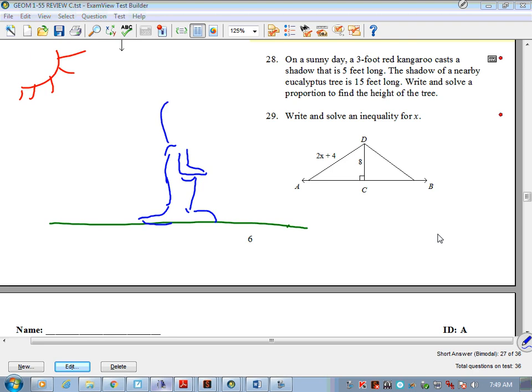I can draw. Okay, it's a kangaroo, but kangaroo nonetheless. The kangaroo itself is 3 feet tall, and it's going to cast a shadow that is 5 feet long. Okay, shadow of a nearby eucalyptus tree.